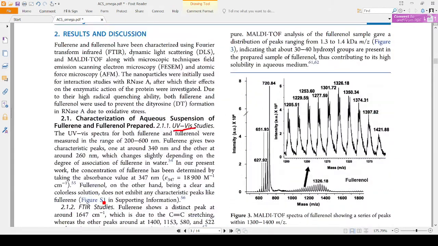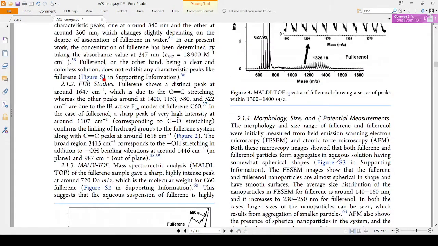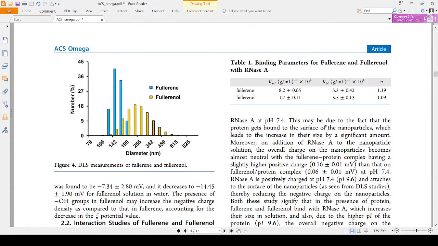The second thing, they used MALDI-TOF, or rather mass spectroscopy, to understand the number of OH groups. From here, they came to the conclusion that there are at least 30 to 40 OH groups attached to it, since they calculated the mass and from the mass tried to understand the number of OH groups. After confirming that fullerenol has been prepared, they shifted to studying the morphology, size, and the zeta potential, the charge on these nanoparticles.